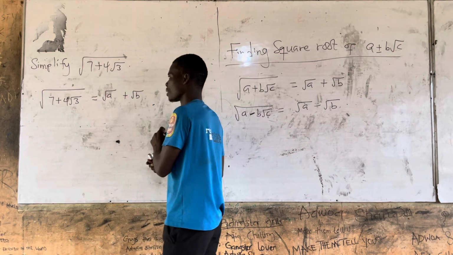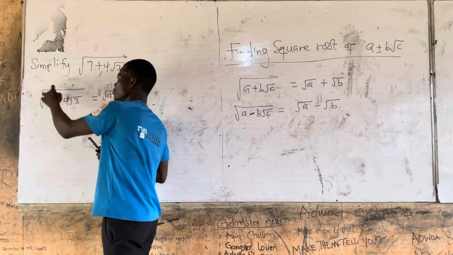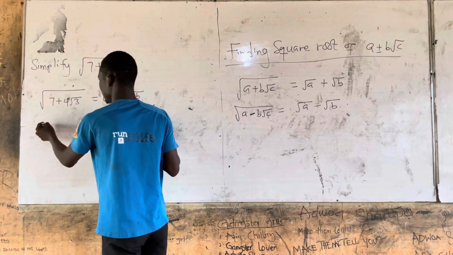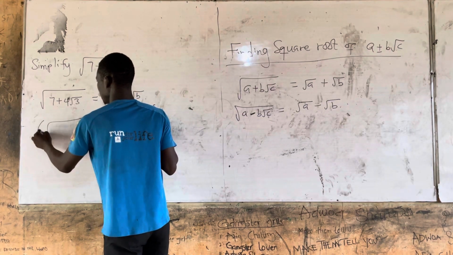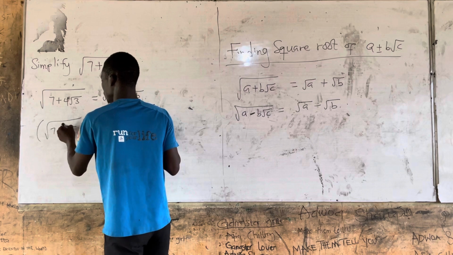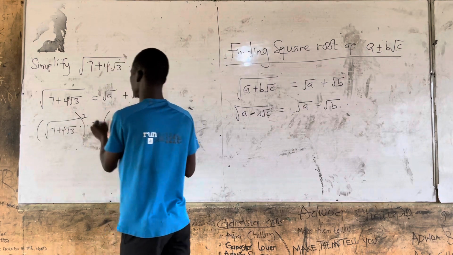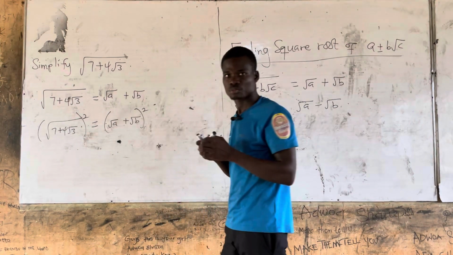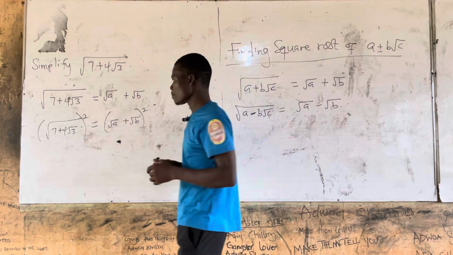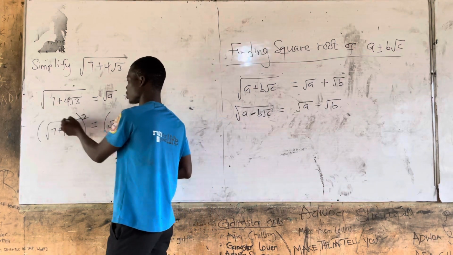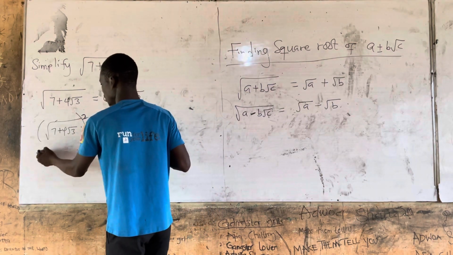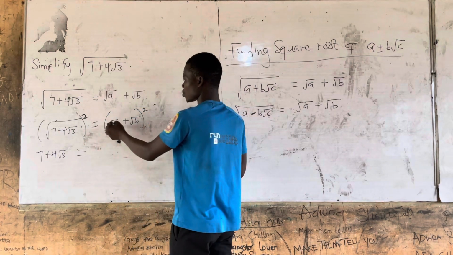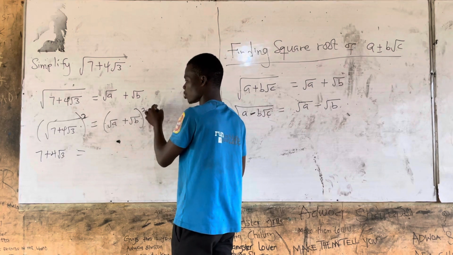So now let's take our time. Since we have this big square root here, let's remove it by squaring both sides. So when you square both sides, you are going to get 7 plus 4 root 3 all squared equal to root a plus root b all squared. So on this note, this square here will get rid of the square root, and we're going to get 7 plus 4 root of 3, which is equal to root of a plus root of b all squared.